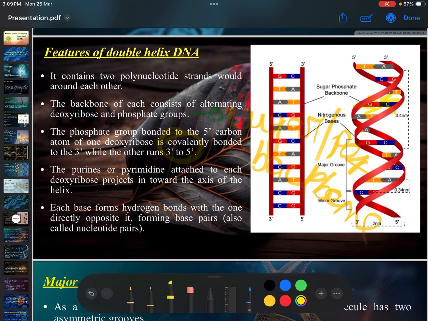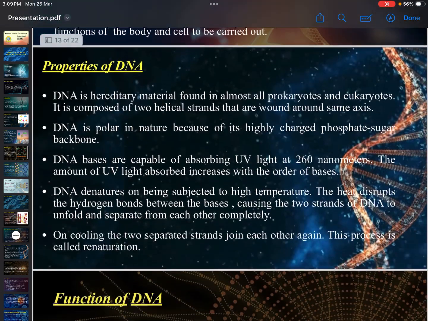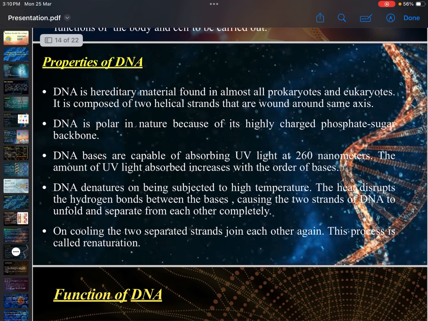And as I have told you, adenine binds to thymine via 2 hydrogen bonds, whereas guanine binds to cytosine via 3 hydrogen bonds. Each base forms hydrogen bonds with the one directly opposite to it, forming base pairs, and this is known as base pairs. Let's come to the properties of DNA.